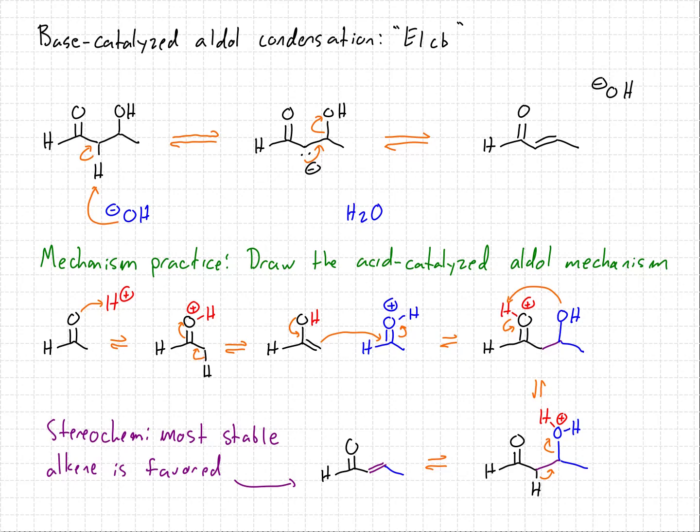In acid-catalyzed and base-catalyzed aldol condensations, the most stable stereoisomer of the alkene is favored since all of these steps are at equilibrium. It is not possible in these cases to favor the formation of the less stable alkene stereoisomer.